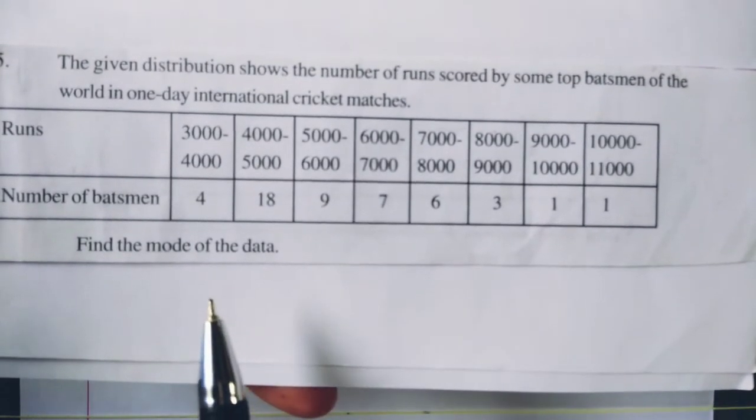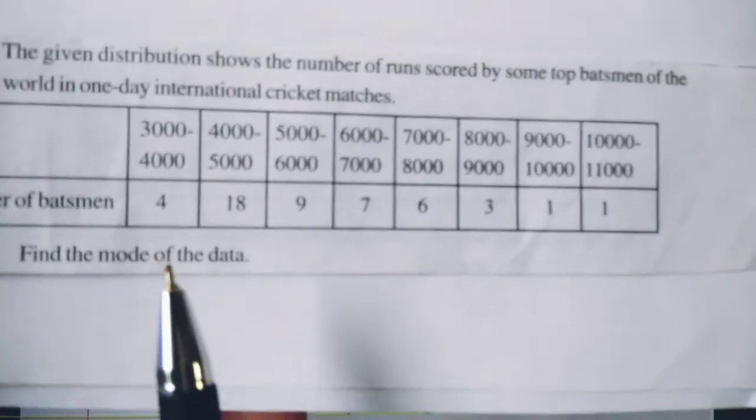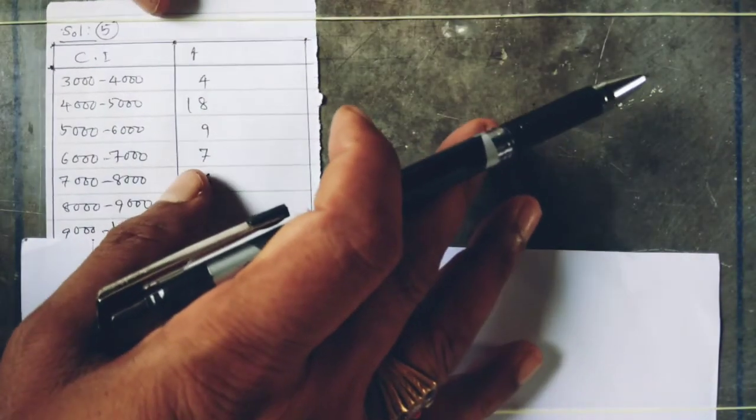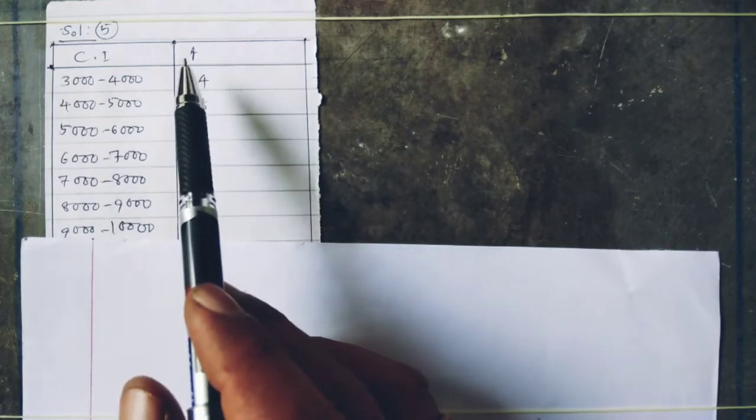For finding the mode of the data, we have to draw columns like this: class intervals, frequency.